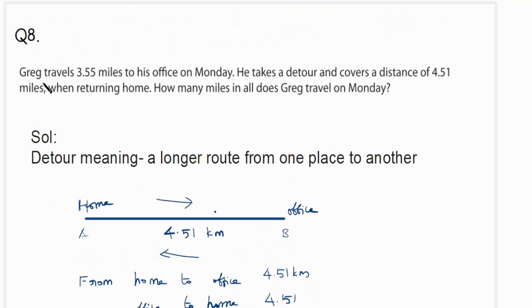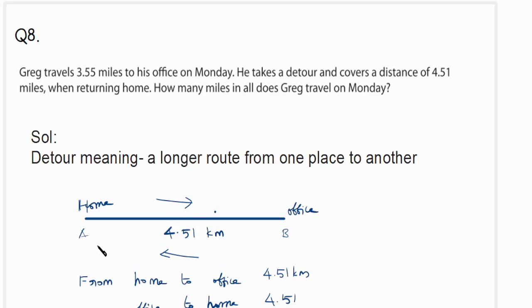Now question number 8: Greg travels 3.55 miles to his office on Monday. He takes a detour and covers a distance of 4.51 miles when returning home. How many miles in all does Greg travel on Monday? The meaning of the word detour is a longer route from one place to another. This is for additional information.